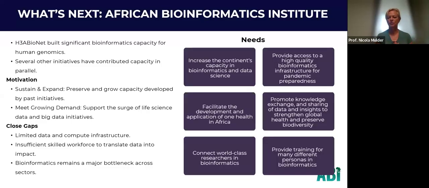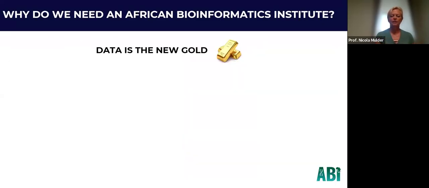So, increasing the continent's capacity in bioinformatics and data science, providing critical mass in this, and enabling researchers who are doing world-class research in bioinformatics to address African problems like pandemic preparedness, agriculture, food security, biodiversity, and genomics for health. Data is the new gold, and this again explains why we need the African Bioinformatics Institute. We don't want data to be like oil, where it gets taken off the continent, gets refined and used there. It should all be done on the continent.